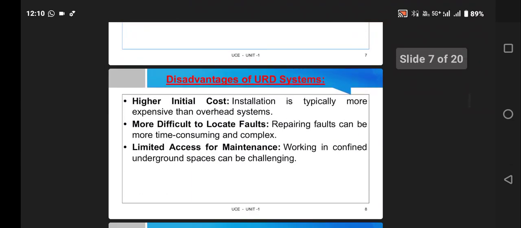There are some drawbacks also in the URD system. First one is higher initial cost. The installation is typically more expensive than an overhead system. Second point is it is more difficult to locate the fault. Repairing faults can be more time consuming and complex. A third point is limited access for maintenance. Working in confined underground spaces can be a challenging one.